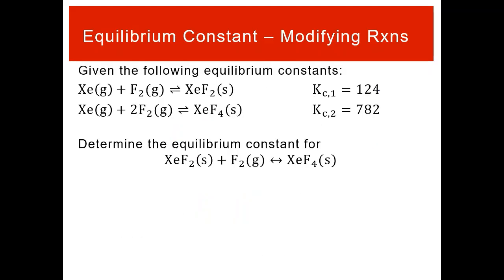So let's look at an example of how we would use this. We would be given, say, information on reference equilibrium constants. Say xenon plus fluorine gives you xenon difluoride, Kc is 124. Xenon plus 2 fluorines gives you xenon tetrafluoride, and Kc is 782. So those are reference reactions that we know equilibrium constants for.